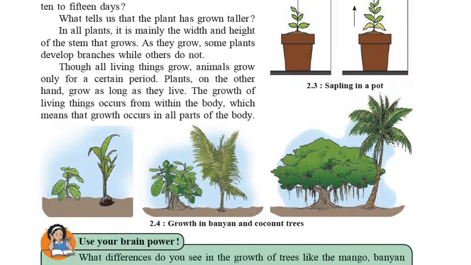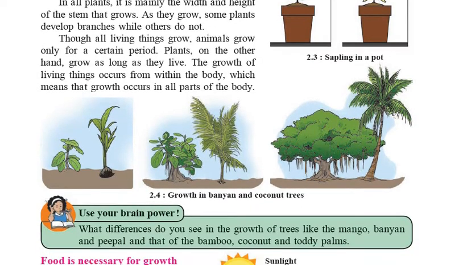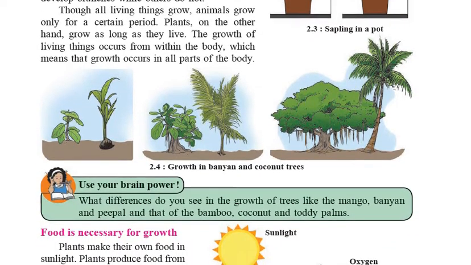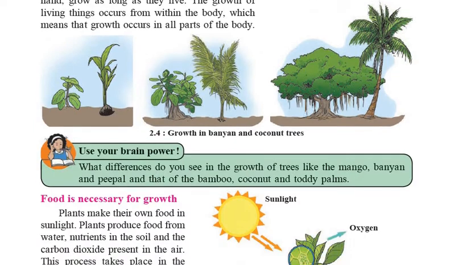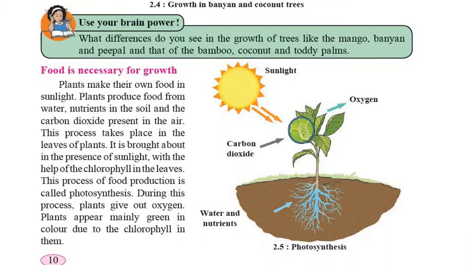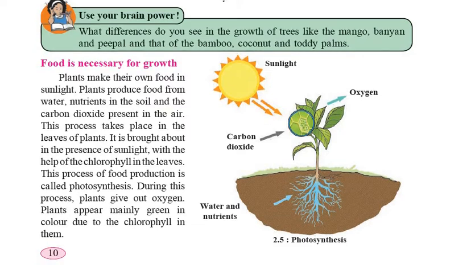Though all living things grow, animals grow only for a certain period. Plants, on the other hand, grow as long as they live. The growth of living things occurs from within the body, which means that growth occurs in all parts of the body. Use your brain power. What differences do you see in the growth of trees like the mango, banyan and peepal and that of the bamboo, coconut and toddy palms?